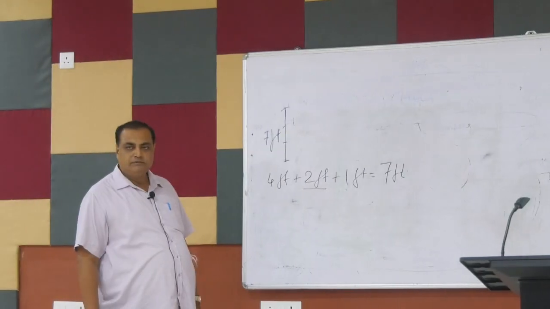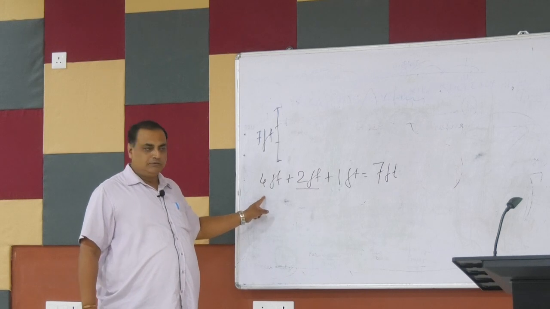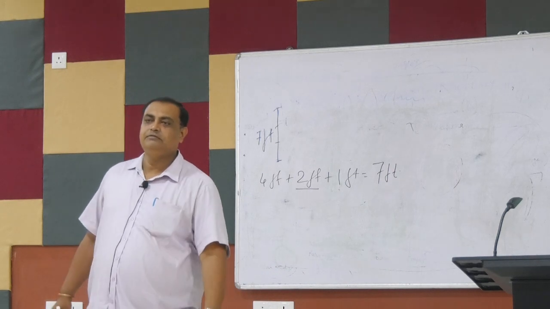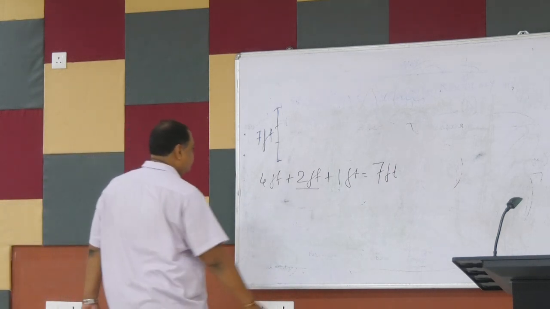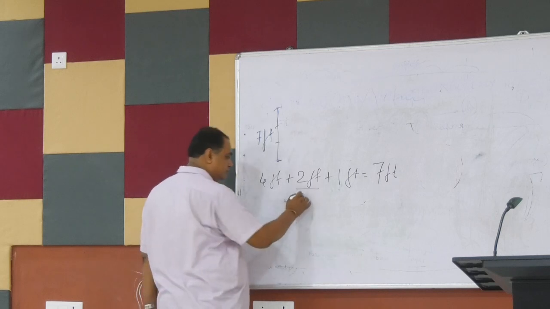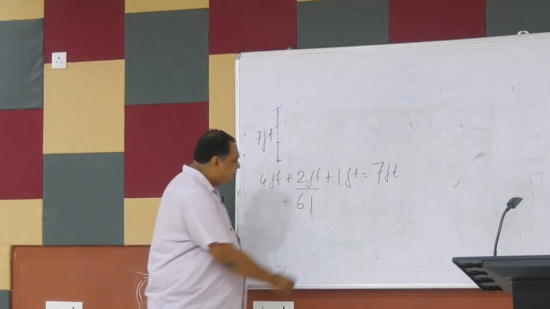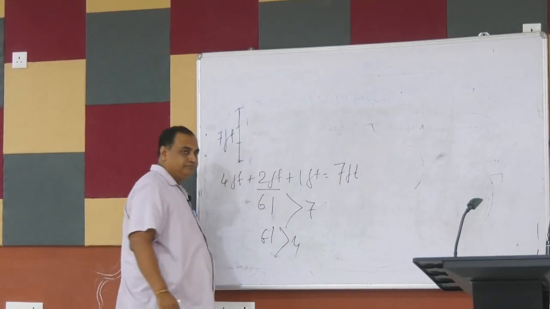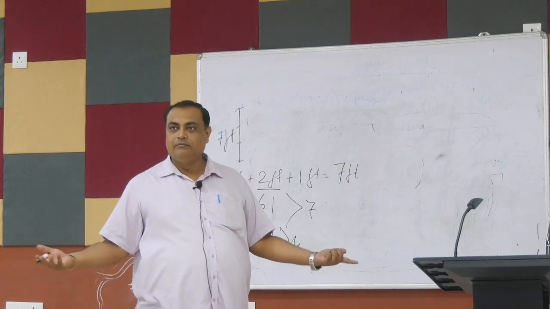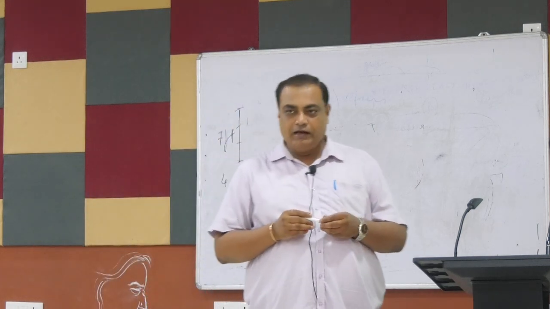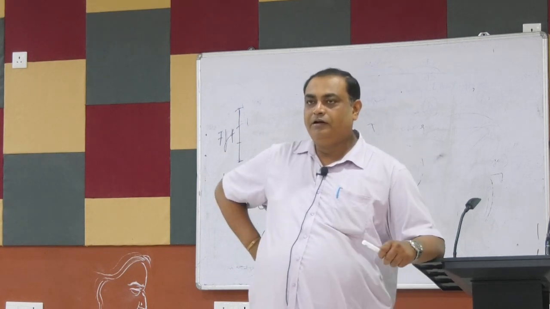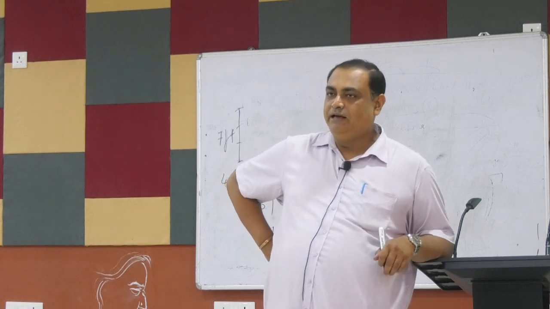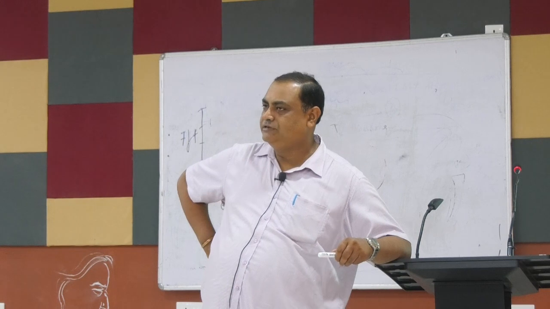Means what? 2 is less than 4. 2 is less than 7. 1 foot is equal to how many centimeters? 30.5 approximately. So 2 feet is equal to? 61. Now see, 61 is more than 7. 61 is more than 4. Correct. So CKMB is not exactly the same.